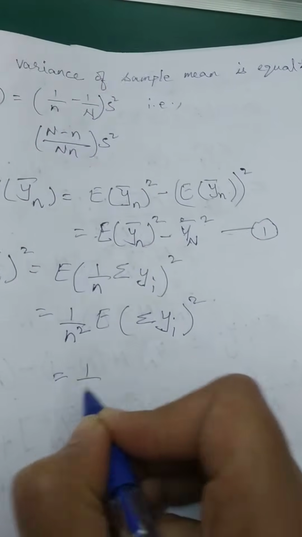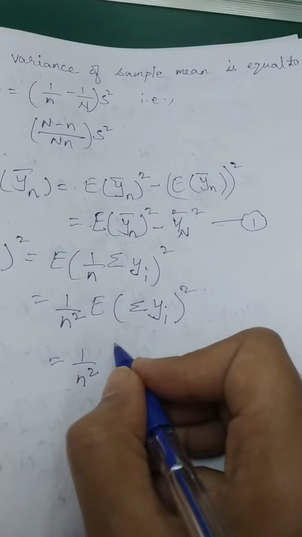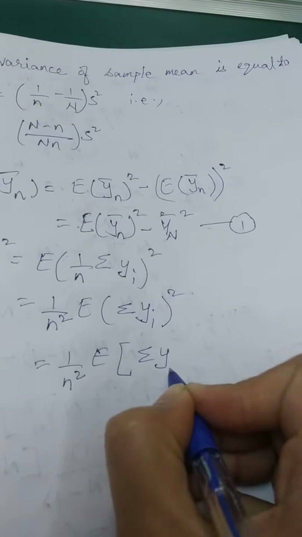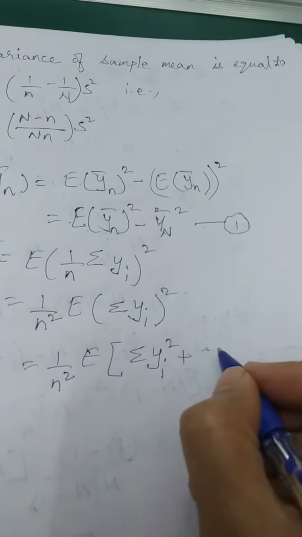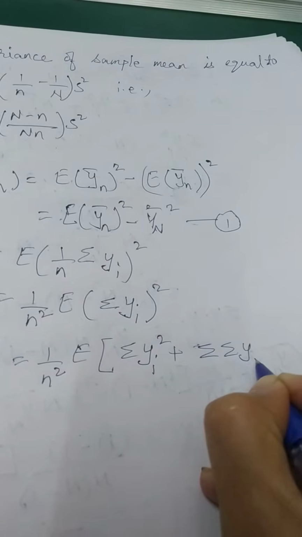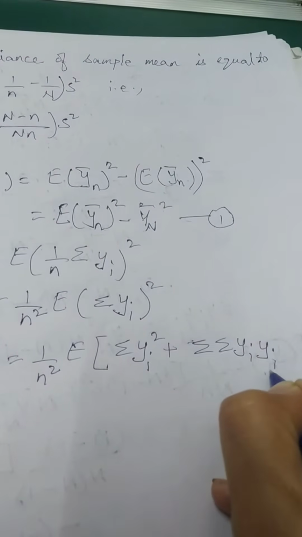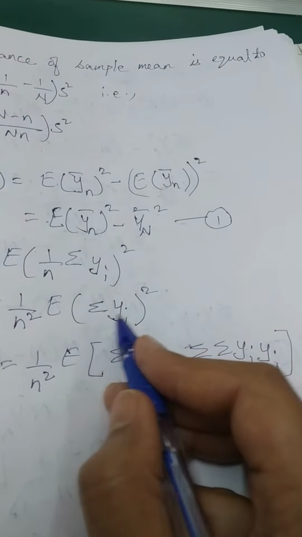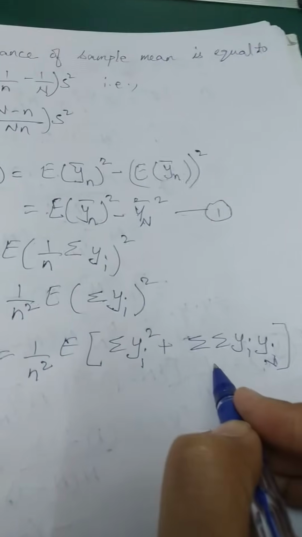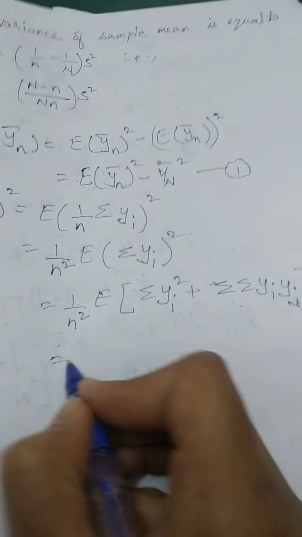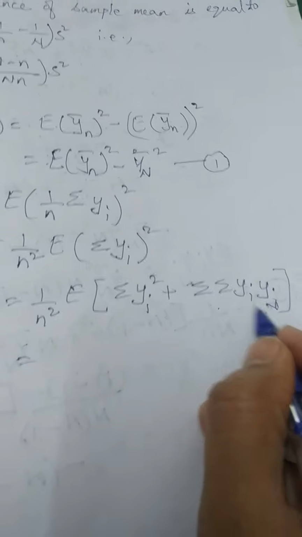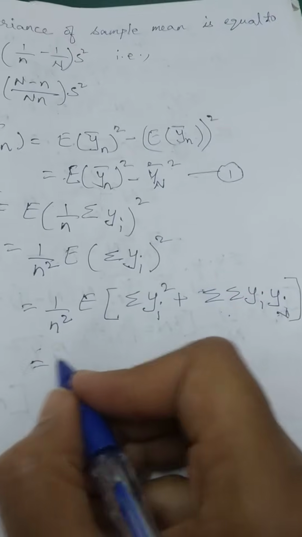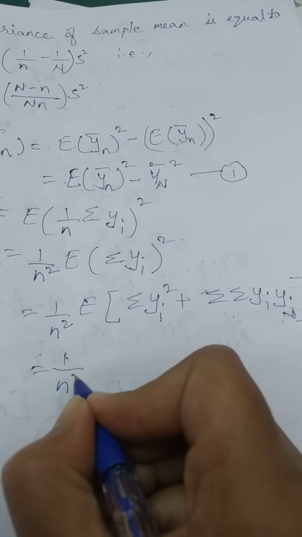Now what is the formula of summation of yi whole square? We can write it as 1 by n square of expectation of summation of yi square plus double summation of yi yj. We have done so many theorems like this, you should know by now. This whole square is nothing but this and this. Now I will convert the small y's to capital Yi's. To make it capital Yi, we will put a's.